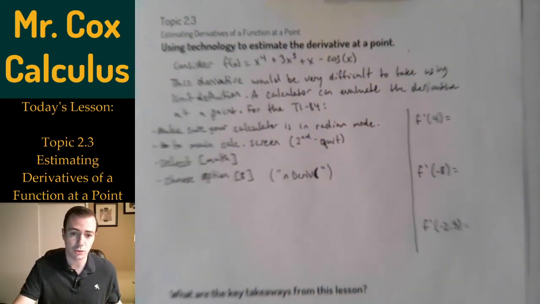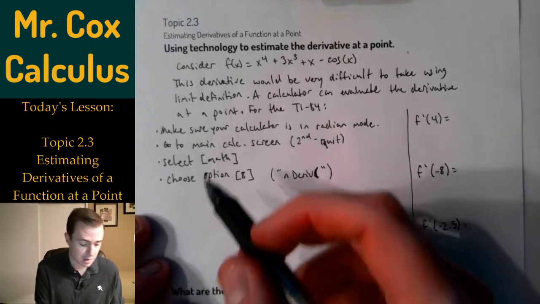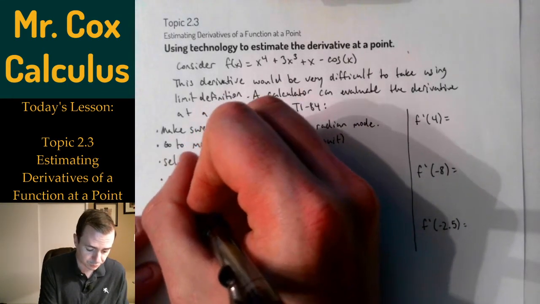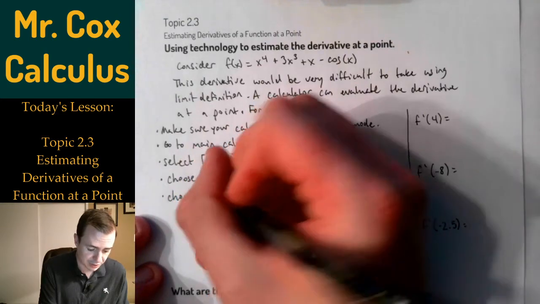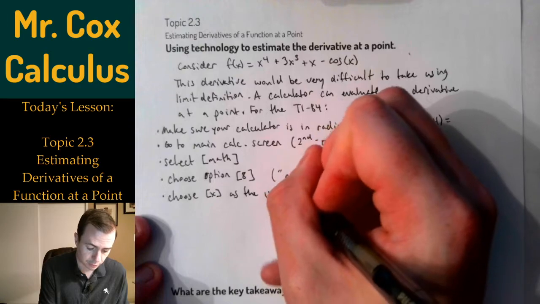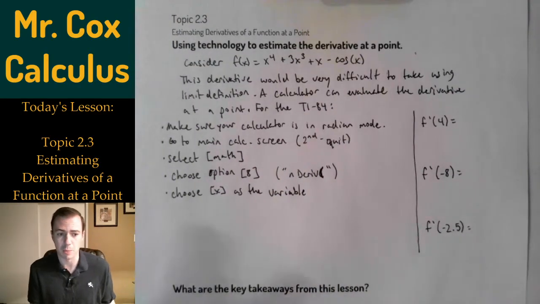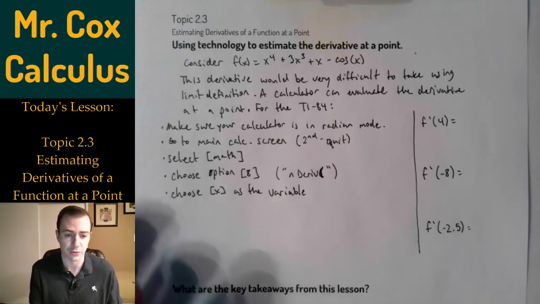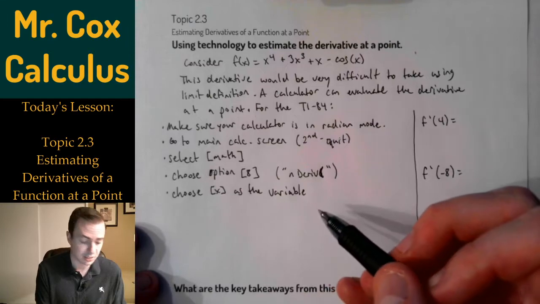So after you choose option 8 and you're looking at the notation, you want to go ahead and choose x as the variable. Even if the function you're working with on paper is like f of t, where the variable's time, for what you're doing, you can very easily just establish it as x for your calculator. It doesn't need to know the difference.